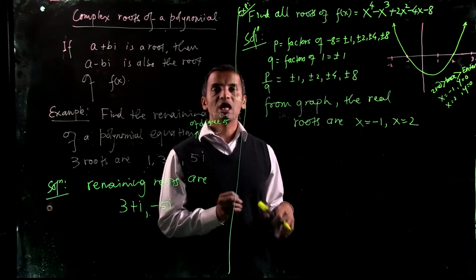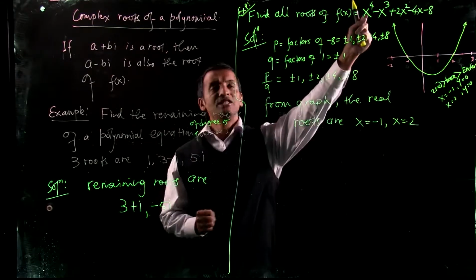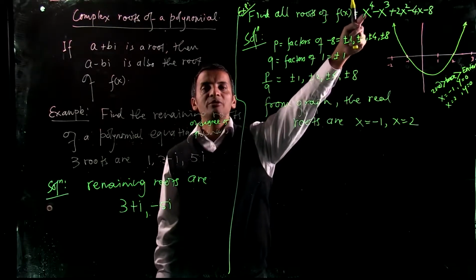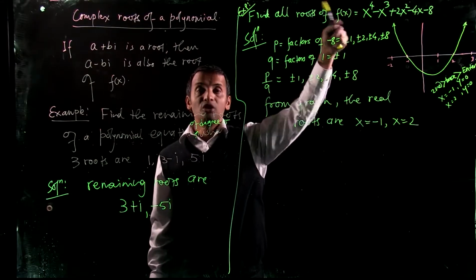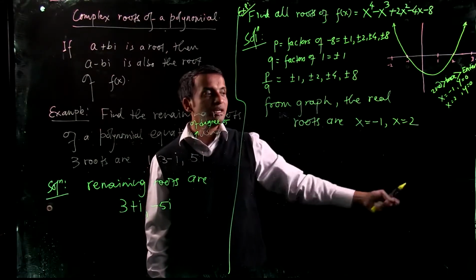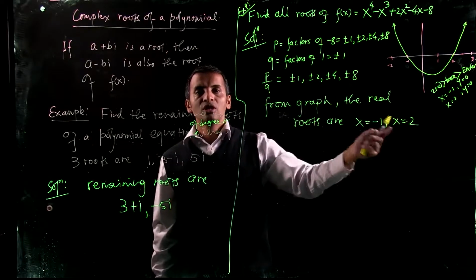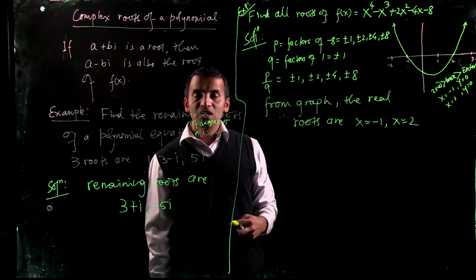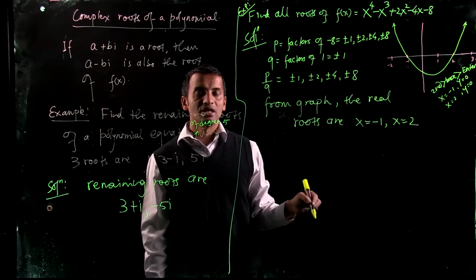Now we want to find the remaining roots. How many roots are remaining? Since the degree is 4, there must be 4 roots in total, real or imaginary. We got the 2 real roots, so we need 2 imaginary roots left. So how do I find those imaginary roots?